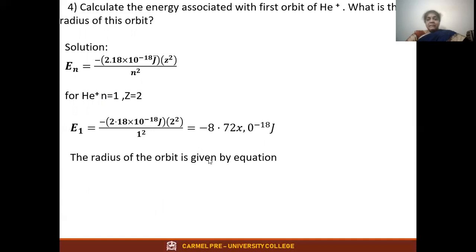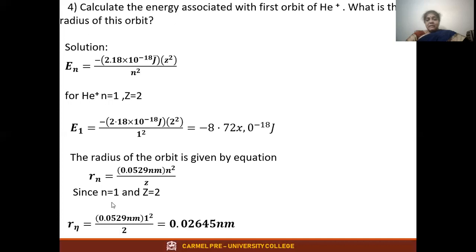Okay. So the radius of the orbit is given by Rn is equal to 0.0529. This is the formula, students. These two are the ready formulas for the hydrogen atom. You can take down these formulas. Rn is equal to 0.0529 nanometer n square by Z. Okay, so n is equal to 1, Z is equal to 2. Substitute 0.0529 into 1 square by 2, it is 0.02645 nanometer.